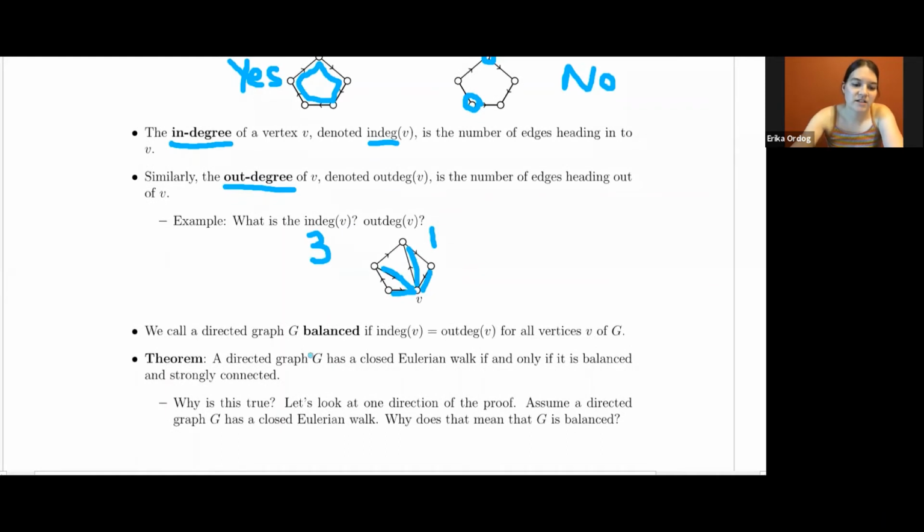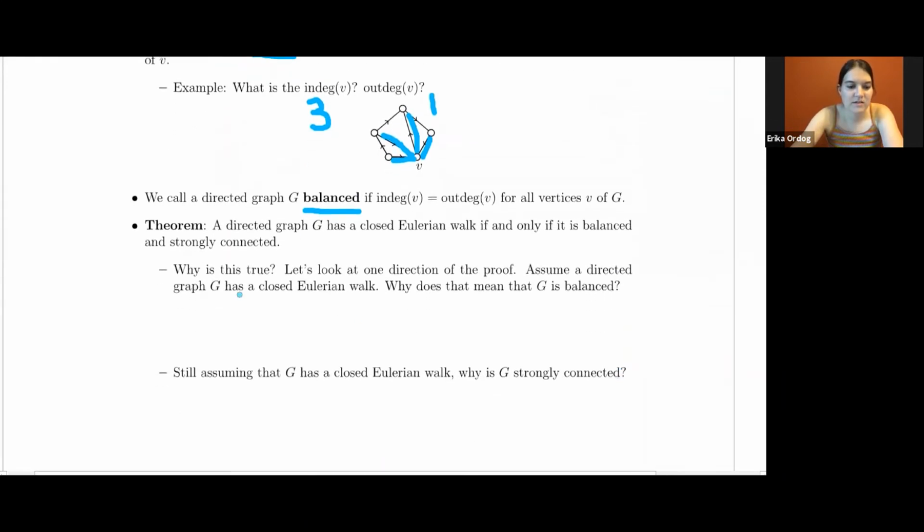So we say a directed graph is balanced if the in degree is equal to the out degree for all of the vertices of that graph. And that gives us this theorem. A directed graph G has a closed Eulerian walk if and only if it is balanced and strongly connected. Balanced meaning the in degree is equal to the out degree, and strongly connected meaning there's a directed walk between any two vertices.